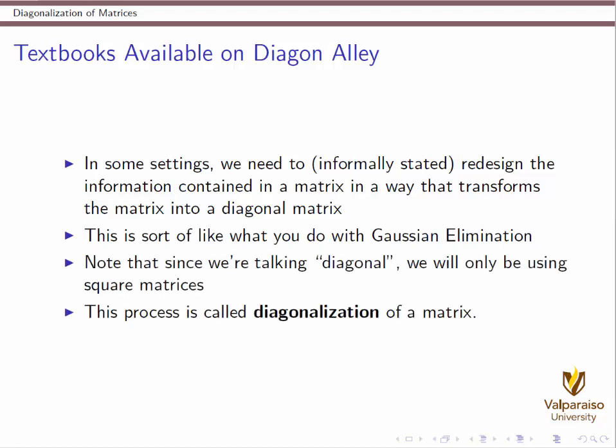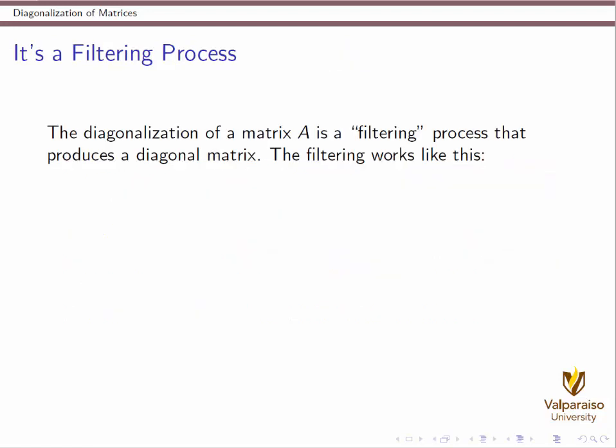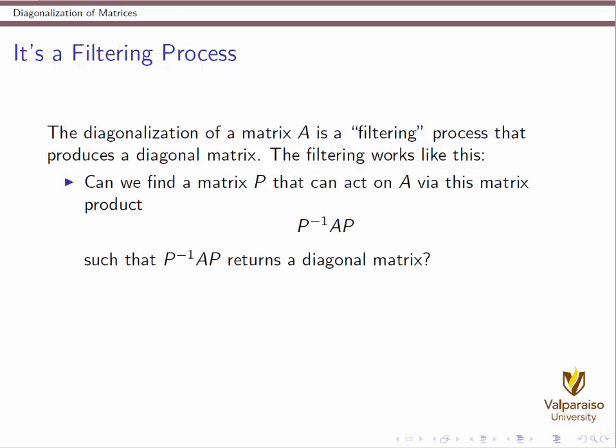What we're going to do is different than Gaussian elimination, but it's sort of the same idea. It's distilling a matrix to some essential information. What we're going to do here is called diagonalization of a matrix, not Gaussian elimination. It's a filtering process, and the filtering happens by taking the matrix you want to act on and multiplying it on the left and on the right by a related pair of other matrices.